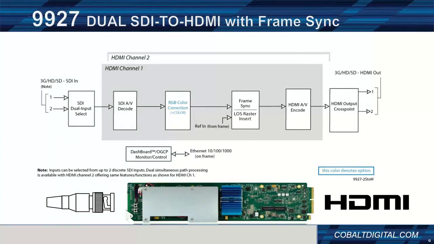And the other product that we have, which is the opposite of the product that we just discussed, the 9927, goes from SDI to HDMI. Similar to the 9926, this offers the same capability to have the conversion, plus as a standard feature you get the frame sync and the ability to have RGB color correction as an option if needed. So again, it's a very similar platform, but instead of having 4 channels, we are limited to only 2 channels. So just keep that in mind. Next slide.